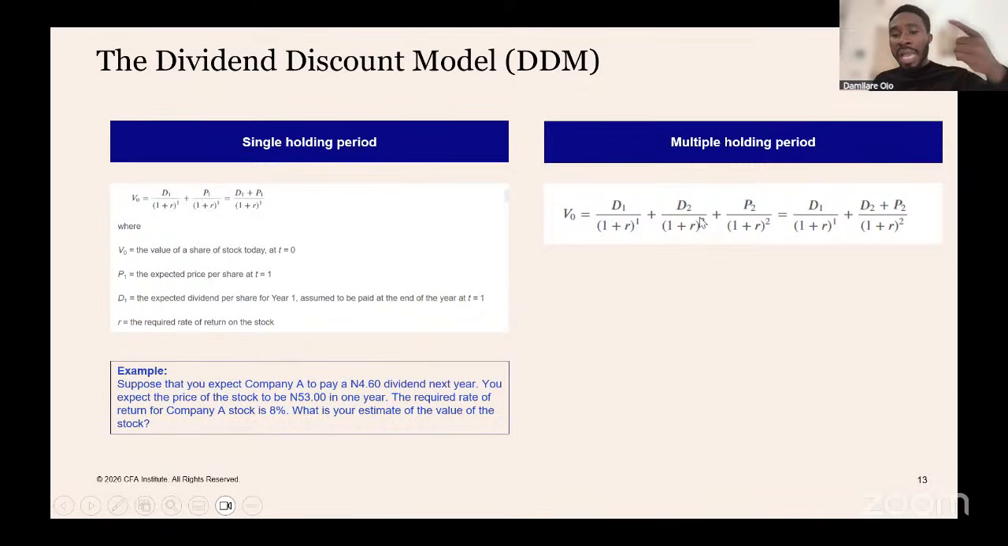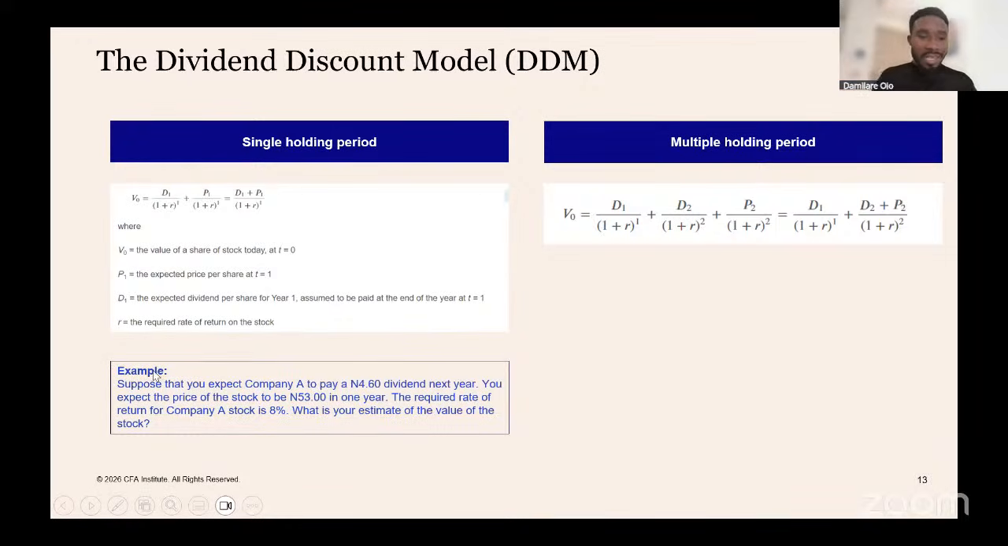You raise it by power of two, and then you add the price in the second period. So you can then do D1 over 1 plus R raised to power 1, plus D2 plus P2 over 1 plus R raised to power 2, just to know how to do the discounting. When should you raise to power 1? When should you raise to power 2 or power 3, and so on? So you use the appropriate year number as your subscript or superscript, rather. What's this one now? The power.